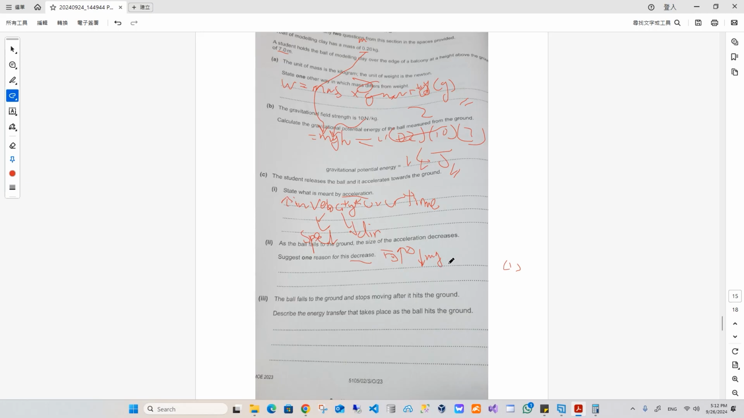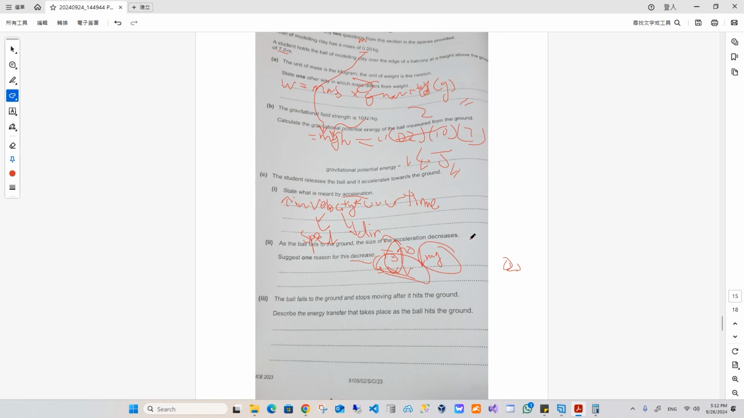Because acceleration is from the resultant force. Resultant force is this force minus this force. So when I have this guy, my acceleration is lower than g. If 1 mark, you just answer this way. But if it's 2 marks, you answer a little bit more. Because the drag force itself, the air drag force, is proportional to velocity, or the speed.